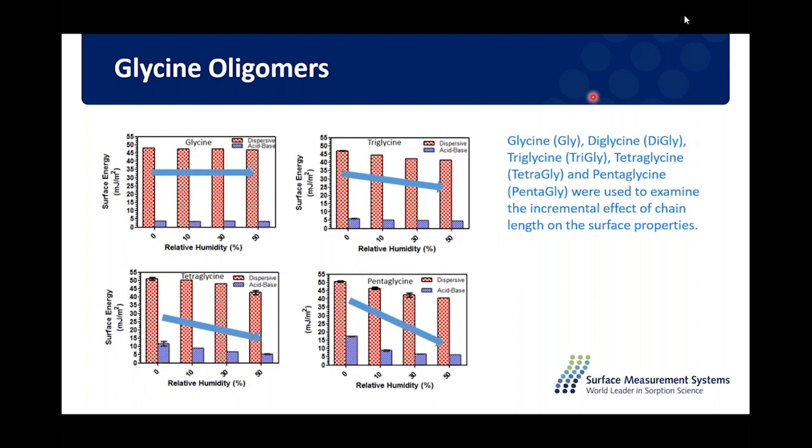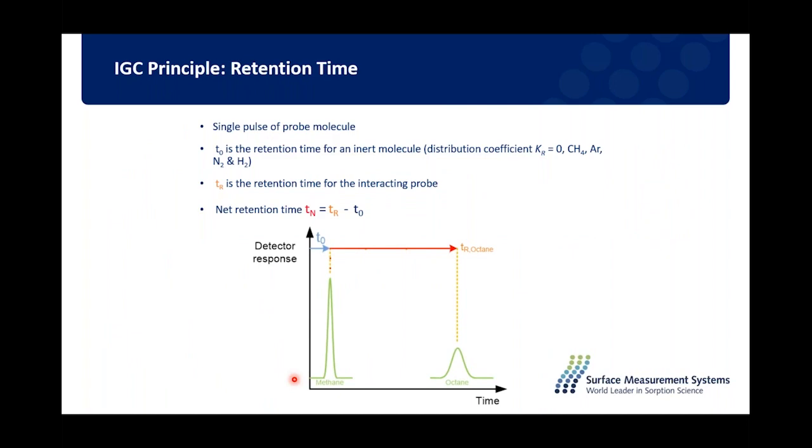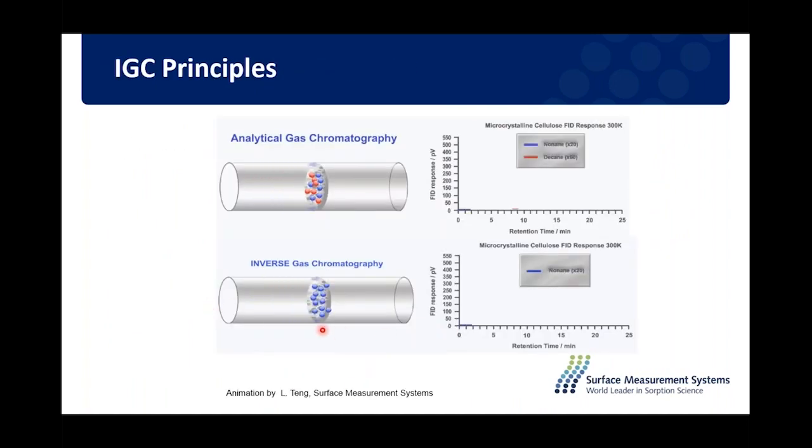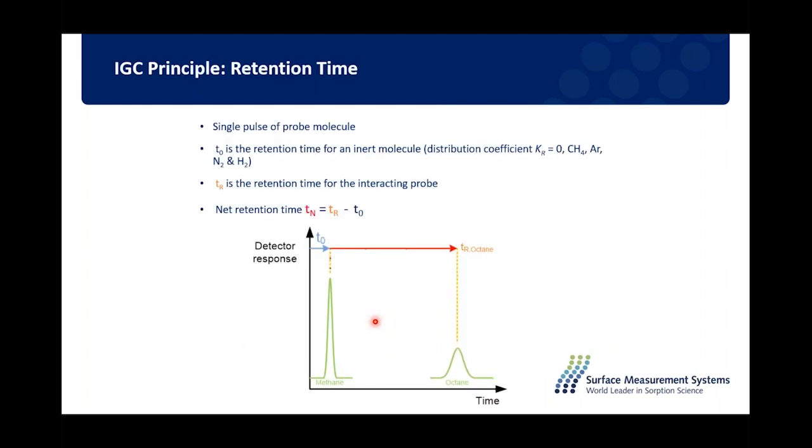Moving on to just some case studies or some examples. You can see here we're looking at some glycine oligomers, and we were studying the surface energy of these materials as a function of relative humidity. So it is possible to humidify this column such that I can have both a carrier gas and water molecules, so I can look at the effect of relative humidity. And that's what's being done, pardon me as I move to the next slide.